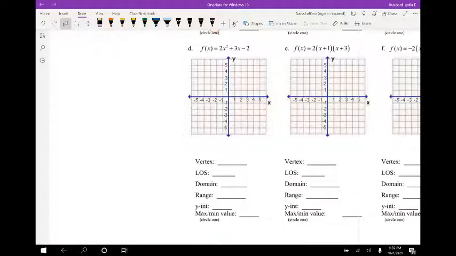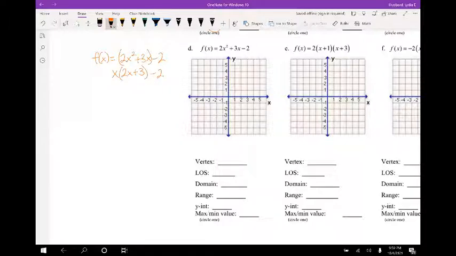So we start the same way. We want to convert this into vertex form. So we look at our first two terms. And we say, what can I take out of both of those? So out of both of those can only come an x. And this is where it gets just a little bit not fun.